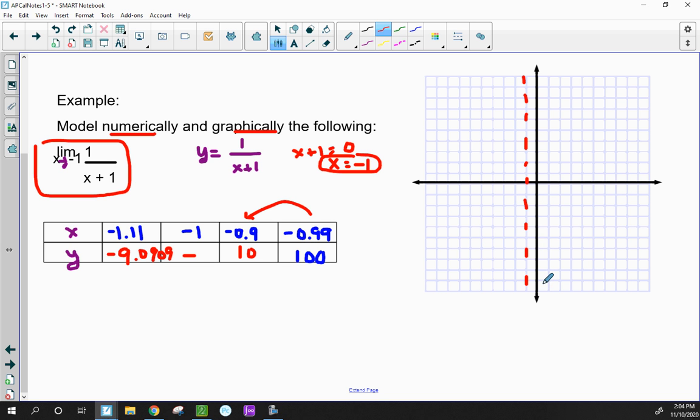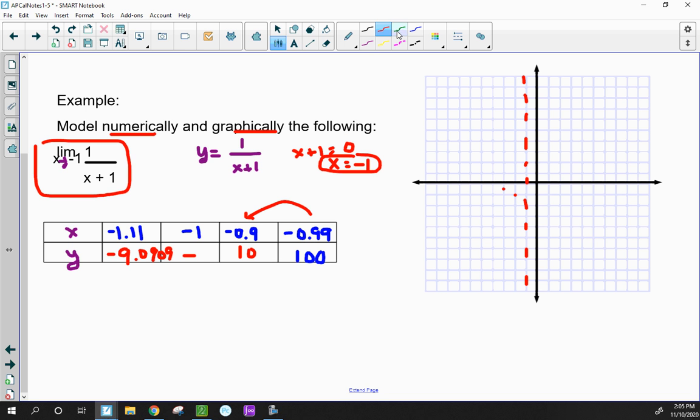Okay, so there's my vertical asymptote, and then we would choose numbers to the left of -1, like -2, for example, would be probably a good choice. 1 divided by -2 plus 1 is 1 divided by -1, which is -1. So (-2, -1) is on the graph. If I use -3 here, that would give me a -2 on the bottom. So -3 would actually give me -1/2.